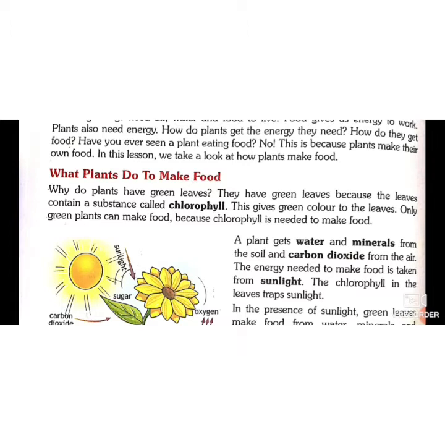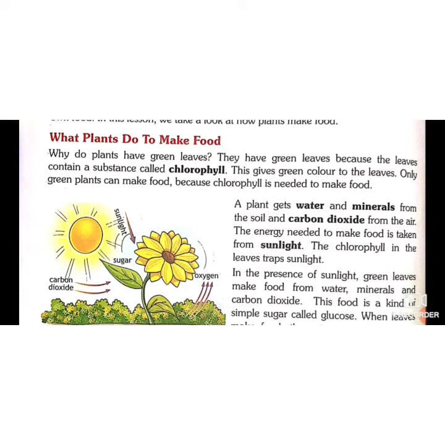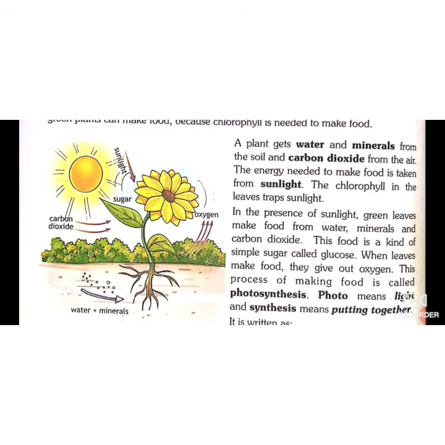Now we will discuss one by one all these things. So what do plants do to make food? First, they are green. They are in green color. They have green color because of the pigment which is called chlorophyll. Yes, this chlorophyll gives them green color and it helps them to absorb sunlight. So it is needed to make food.